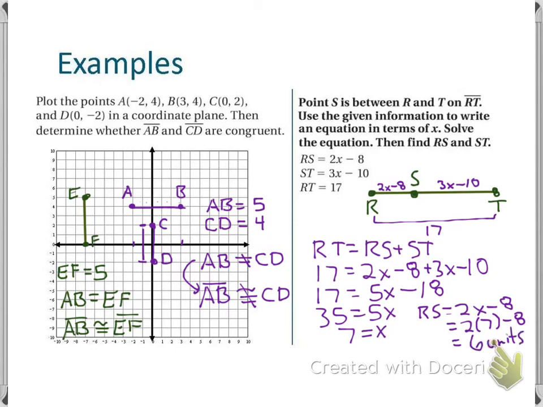Okay, let's kind of think ahead. If RS is 6, what should ST be? Well, it should be 11 because 6 and 11 add to 17. Well, let's go through the work and make sure. We'll say ST equals 3x minus 10. 3 times 7 minus 10. 3 times 7 is 21. Minus 10 is 11. So ST is 11 units as well. We check, it adds up to 17, and we're good.